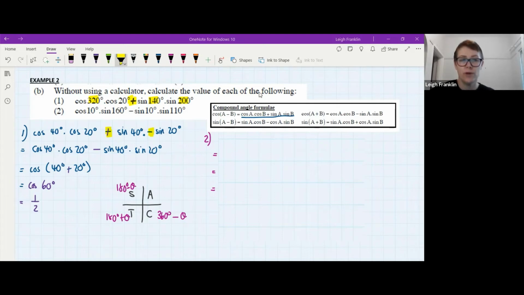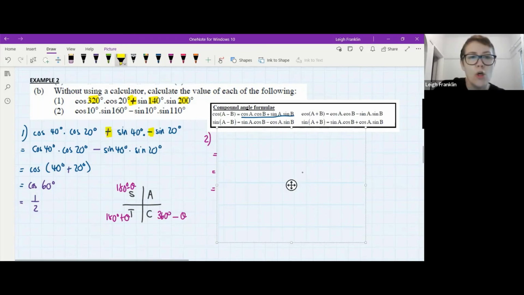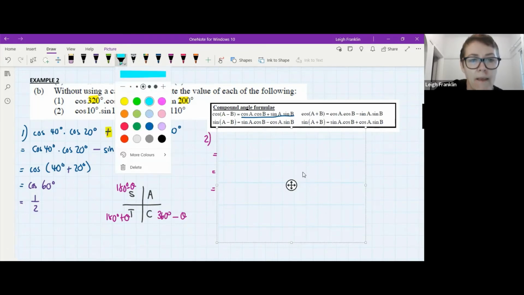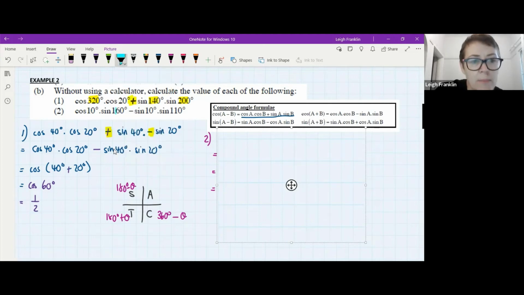Let's do another one. Okay, so in number 2, I've actually worked out the answers already, but in number 2 again, okay, cos 10 sine 160 minus sine 10 times sine 110. Can you see the sine 160 and the sine 110? Those angles are greater than 90. All right, so that means that we first need to reduce this, and we need to reduce that. Always do your reductions first.